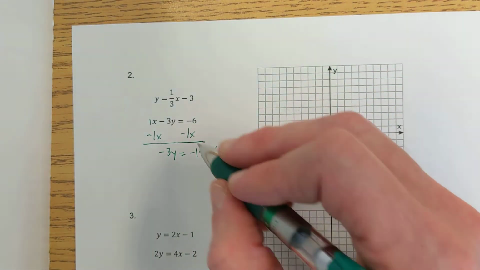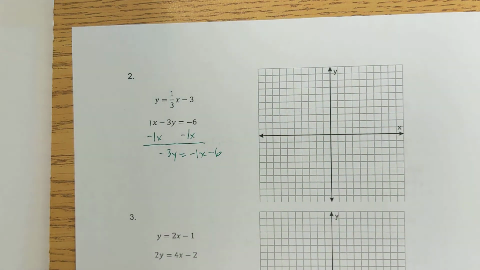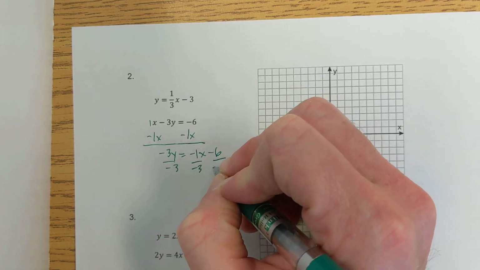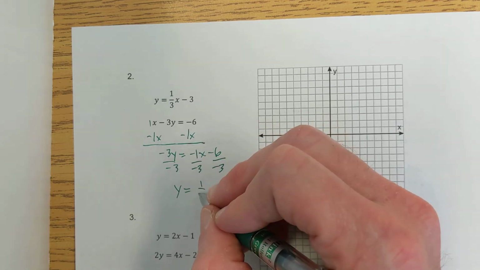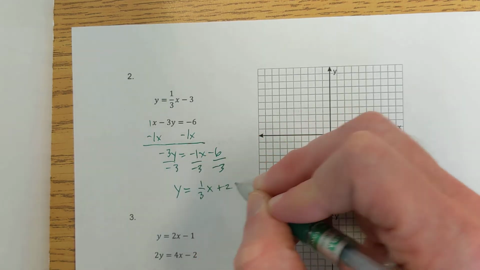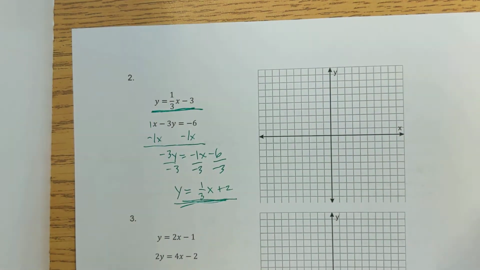Okay, so we have this. I like to write the x closer to the equal sign because that's similar to slope-intercept form. We're going to divide by -3. Everywhere we get y equals a positive, because of the negative, we get a positive 1/3 x plus 2. So I'm going to graph this one, and I'm going to graph this one up here, right?